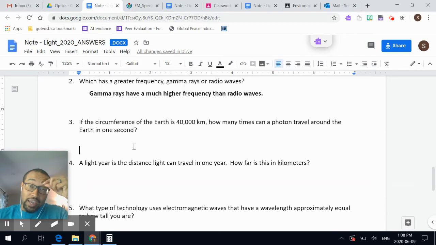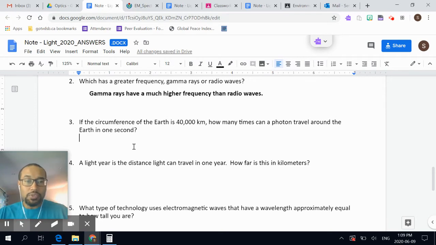If the circumference of the Earth, give or take, is around 40,000 kilometers, of course, that depends on where we're measuring it, but let's just say it's 40,000 kilometers. How many times can a photon travel around the Earth in 1 second? A photon, as you read, is like the smallest packet or parcel of light. And light is strange because it acts as both a particle and a wave, which makes it different than sound in that light can actually travel through the vacuum of space, whereas sound cannot. So light's special for a lot of reasons. Also, it's the fastest thing that we know of in the universe.